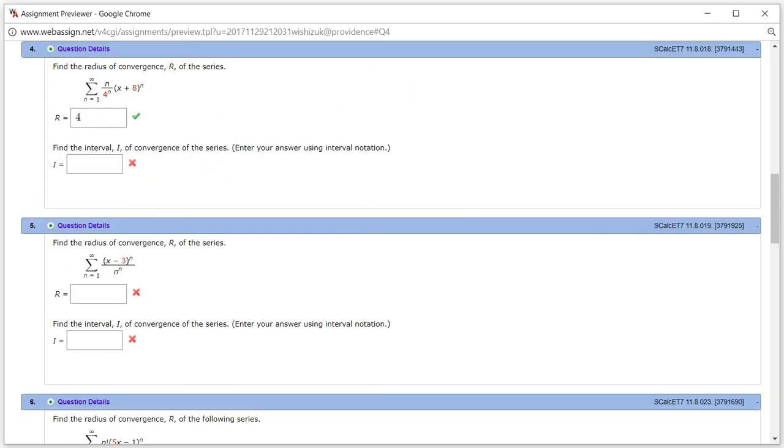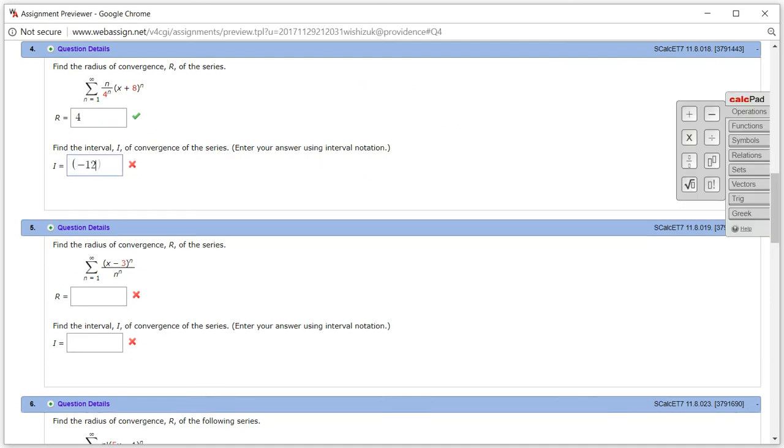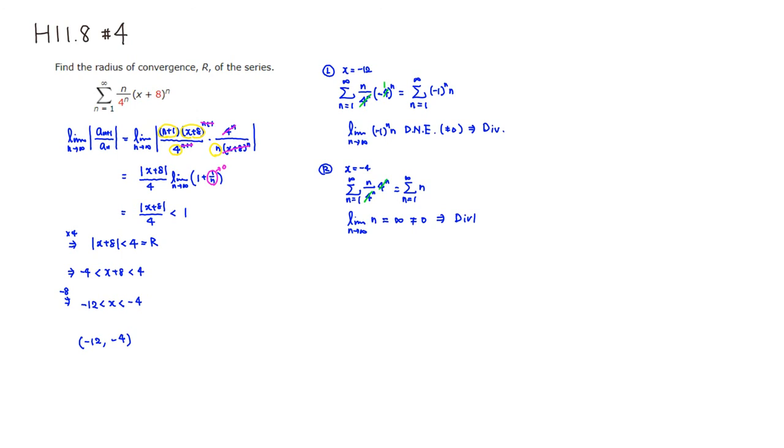Let's type it in. The interval is negative 12 to negative 4. Let's check the answer. Submit for testing. It seems like I lost internet connection, but the answer was correct. That's it. I hope that this was clear.